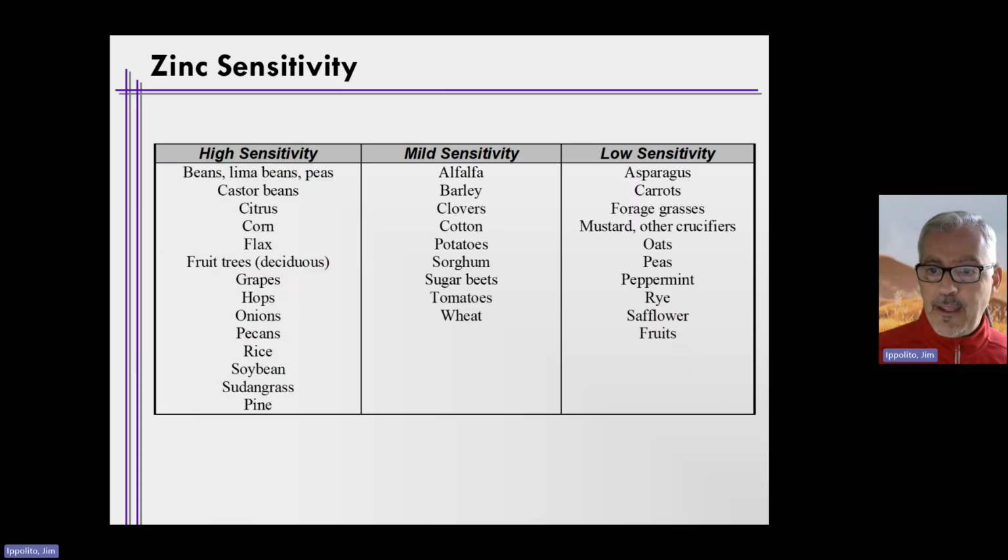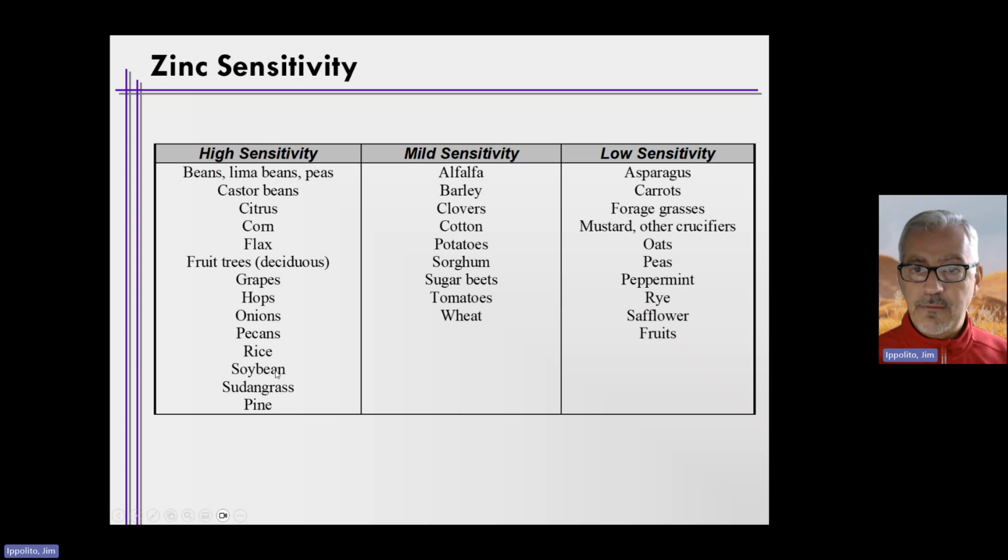The last point I want to make in this video is the sensitivity. And when we look at sensitivity of the crops to zinc deficiency, you'll note that most of the crops that we grow are all over the place, all right? So if you look at, for example, corn can be highly sensitive to a zinc deficiency if the soil is lacking zinc. Wheat falls sort of in the middle.